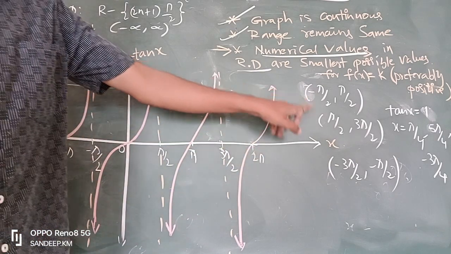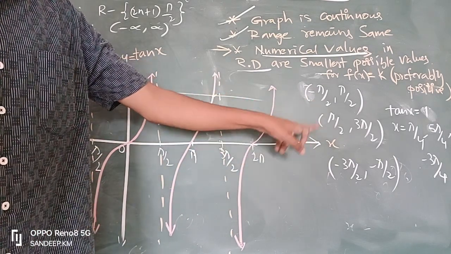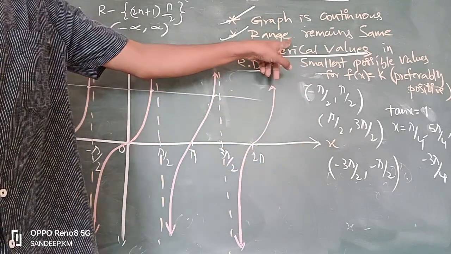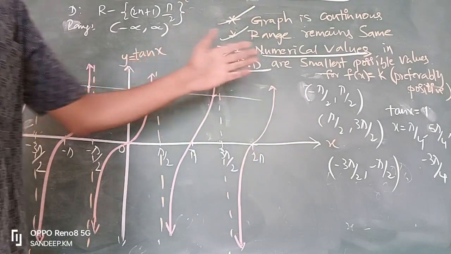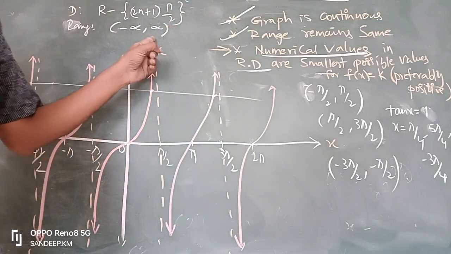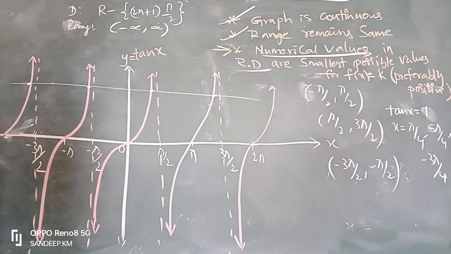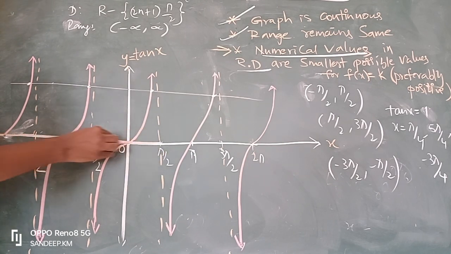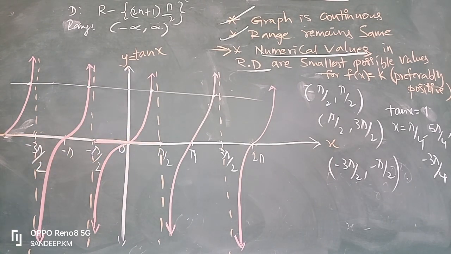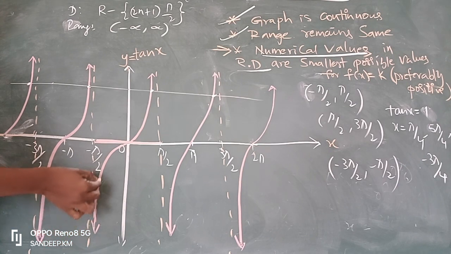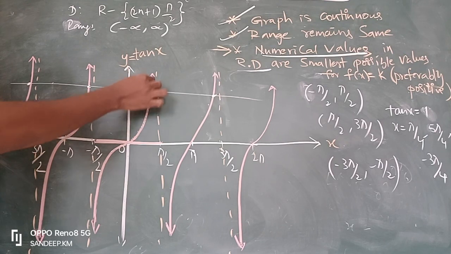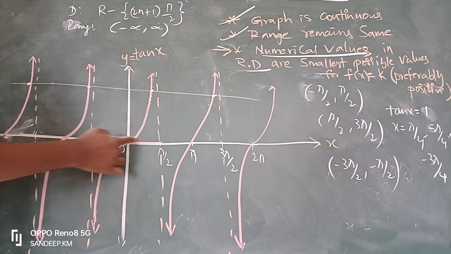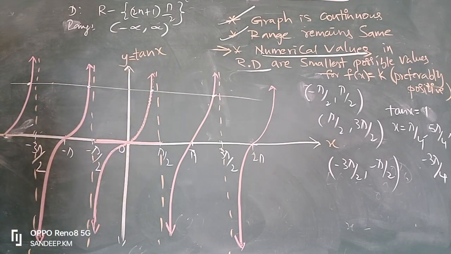So I have got you some restricted domains where the range of the graph y equals tan x is from minus infinity to plus infinity. What are they? Between minus pi by 2 and plus pi by 2, look at this region. The graph of tan x changes from minus infinity to plus infinity. That means the output changes from minus infinity to plus infinity for the inputs between minus pi by 2 and plus pi by 2.